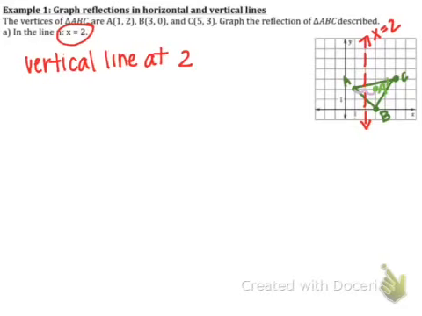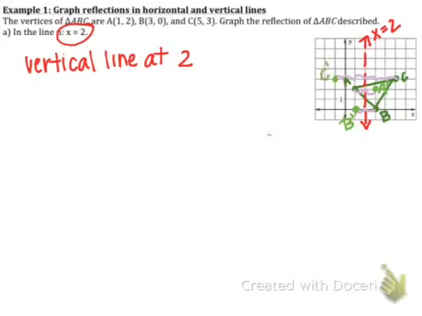Okay, I'm going to now do point B over here. I need to count how many spaces away that B is from this red line. Point B is 1 space away, so its reflection will be 1 space away. And I'm going to fill in point B prime. Last but not least, I'm going to reflect point C. How many spaces away from the line of reflection is point C? Point C is 1, 2, 3 spaces away on the right side. So I'm going to go 1, 2, 3 spaces away on the left side and fill in C prime.